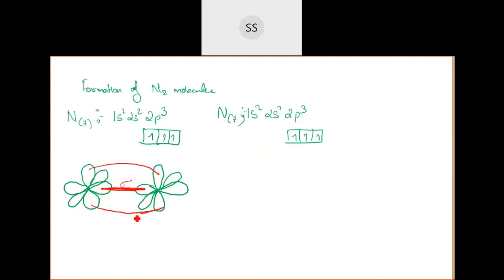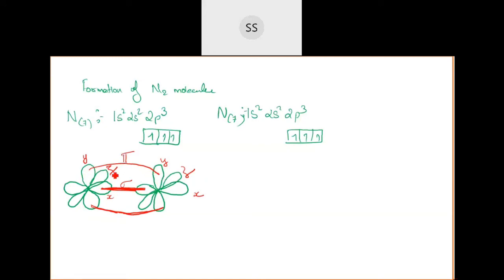If I label this as X, this as Y and this as Z, and here also I label this as X, this one as Y and then Z. So here X and X will fuse together. That will form a sigma bond because of end-to-end overlapping. And then these two are perpendicular. So that will give you lateral overlapping. Your lateral overlapping will give rise to one pi bond.